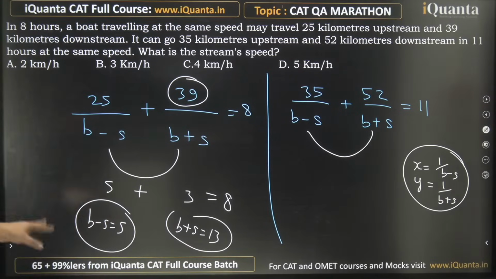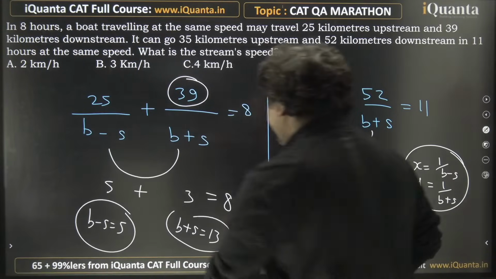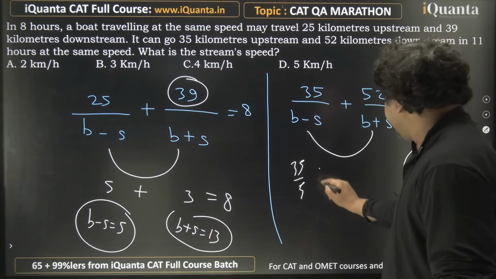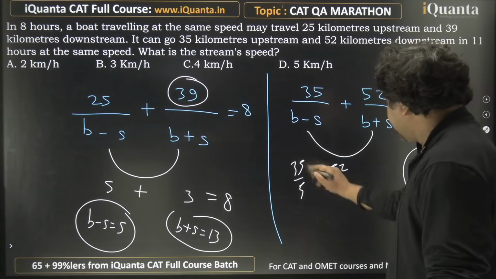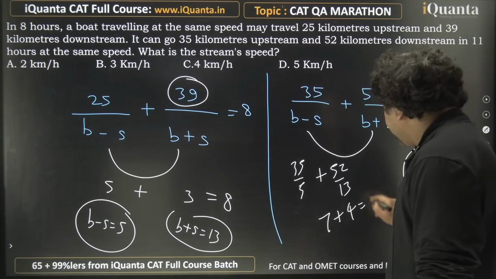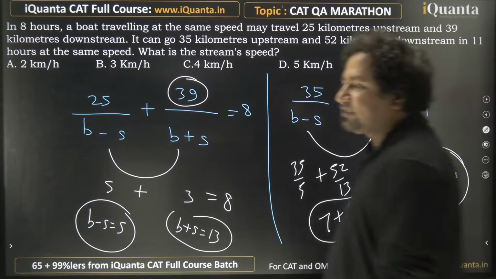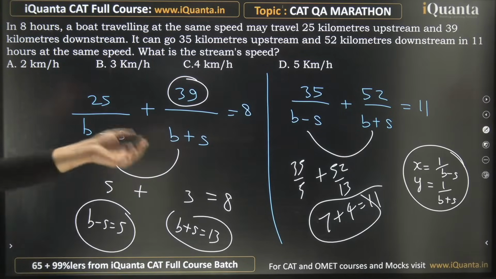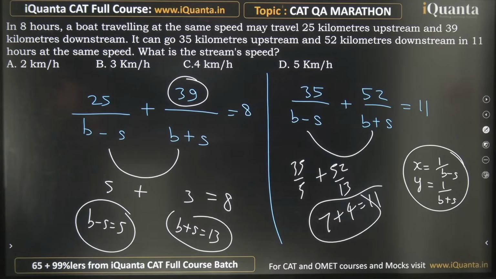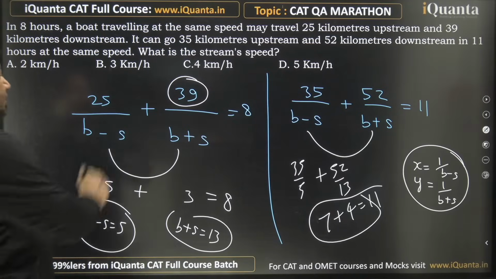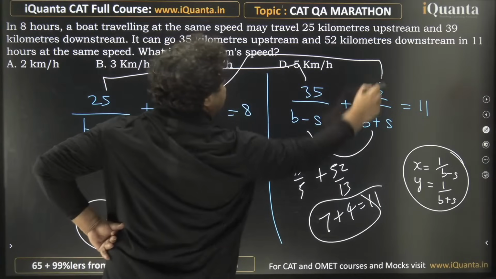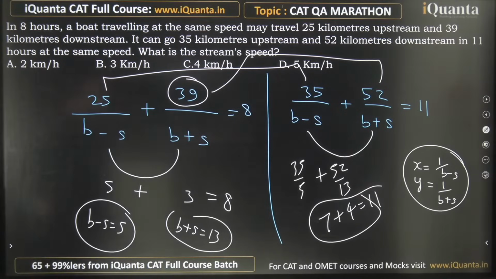And by assuming this, if I assume b minus s as 5, I'll get 35 by 5 here and 52 by 13 over here. This comes out to be 7 plus 4, 11. Wow. So what we did here has been solved. Clear? This is a very beautiful technique to solve the given question. Did you understand? 25 and 35 have 5 common as a factor. 39 and 52 have 13 common, and that is how we are playing with it.